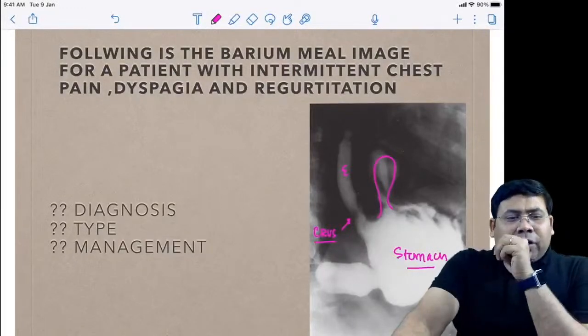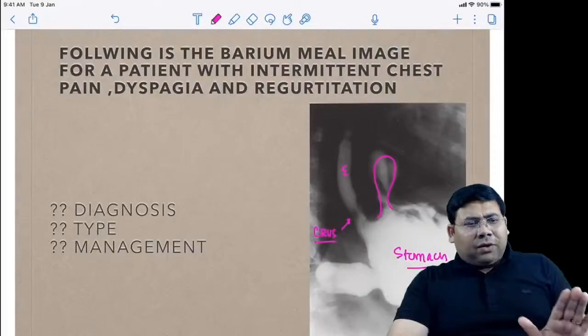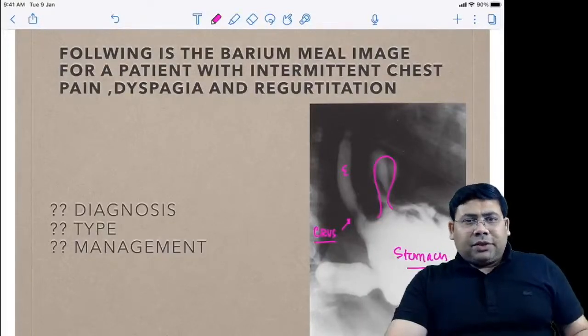Pooja, it should be written totally. It should always be written totally. Whatever you are getting should be mentioned.